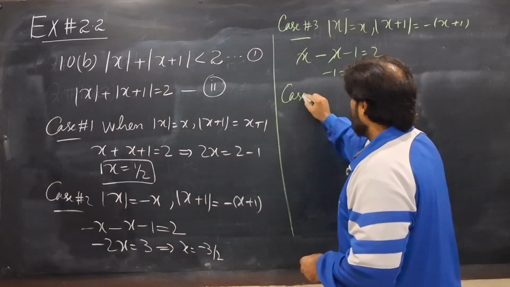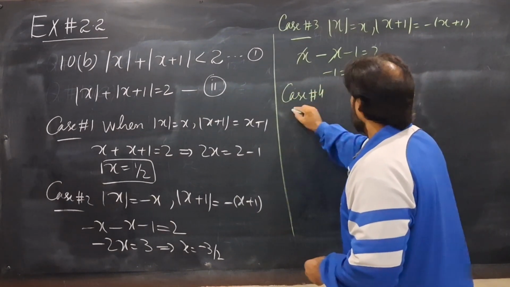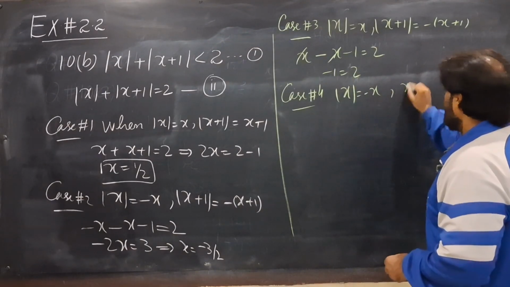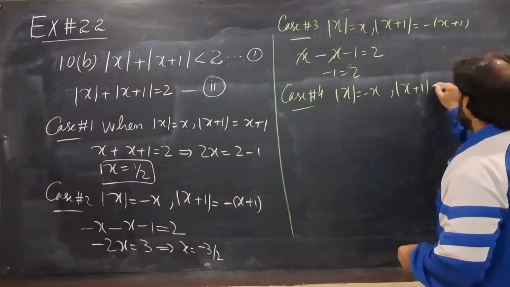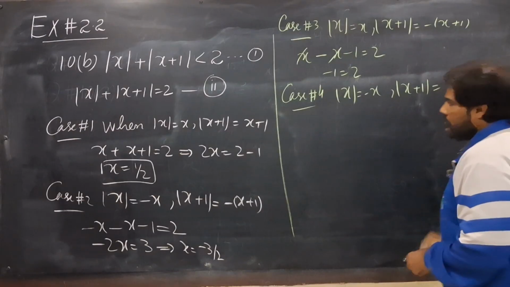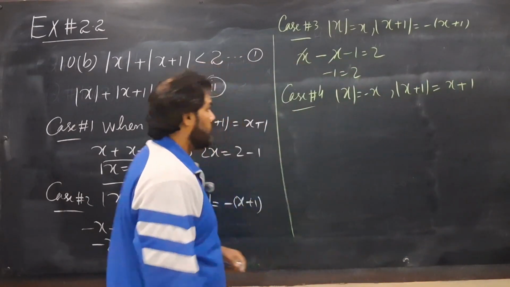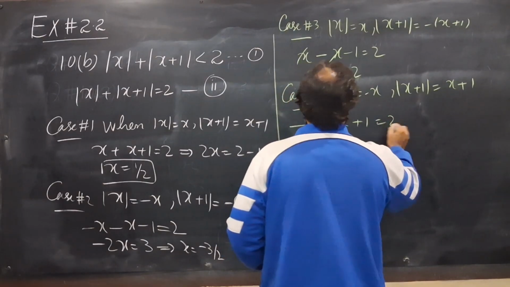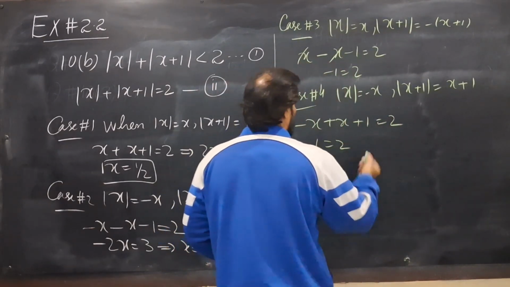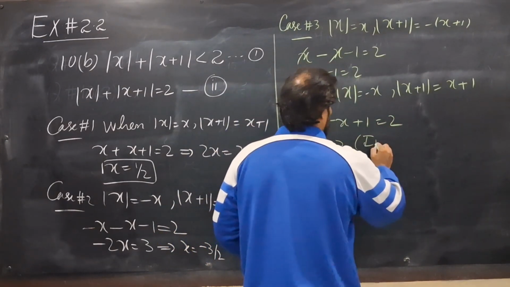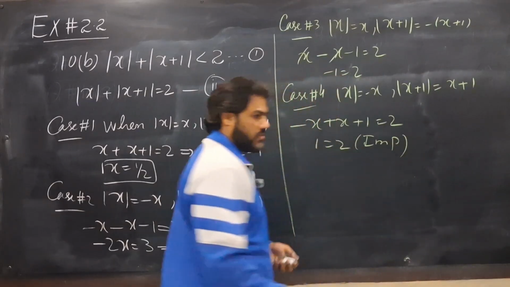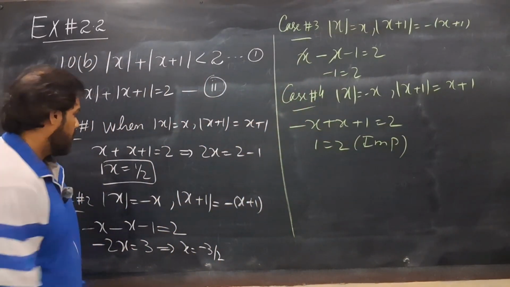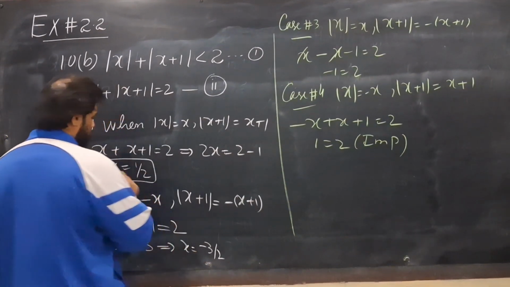Case number 4: when absolute x is negative x and absolute x plus 1 is positive x plus 1. So in this case, question number 2 also becomes minus x plus x plus 1 equal to 2, that is 1 equal to 2. This is impossible, so ignore this case. So now we have only two solutions. These are the only two boundary numbers: one is minus 3 by 2 and another is 1 by 2.